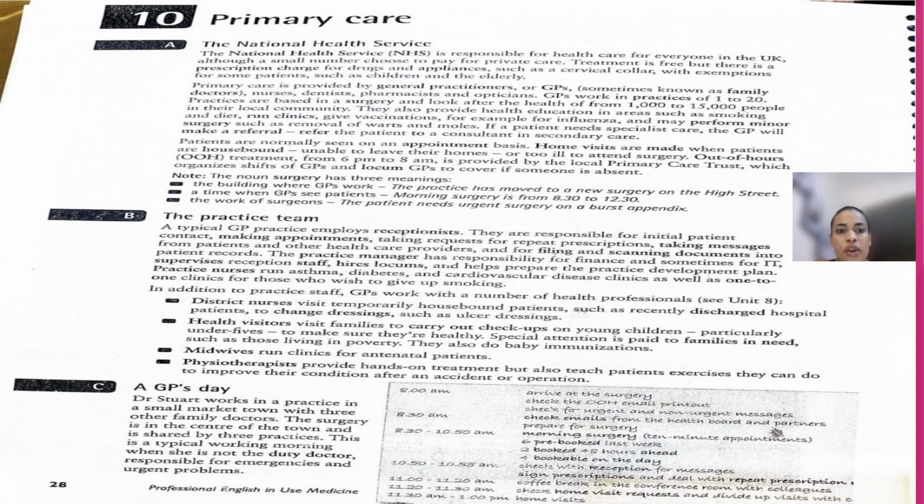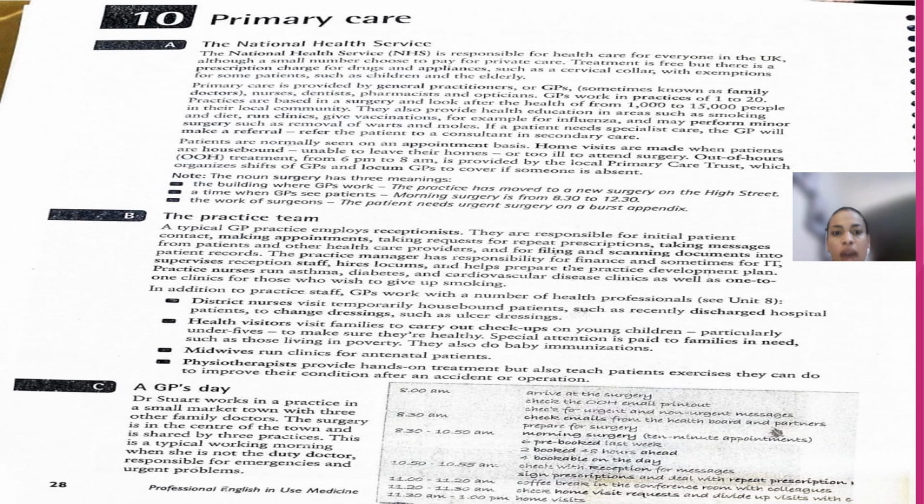Unit 10, Primary Care. The National Health Service. The National Health Service (NHS) is responsible for health care for anyone in the UK. Although a small number choose to pay for private care, treatment is free, but there is a prescription charge for drugs and appliances, such as a cervical collar, with exceptions for some patients, such as children and the elderly.